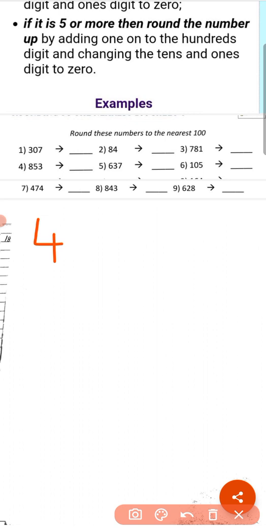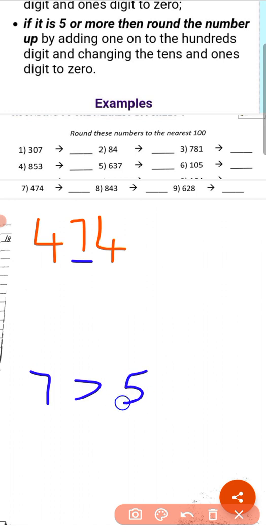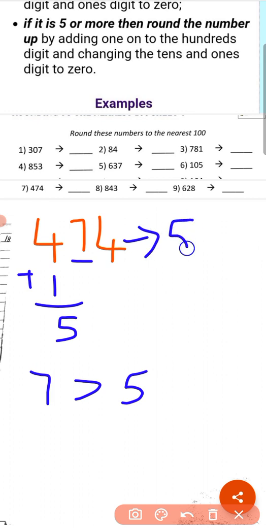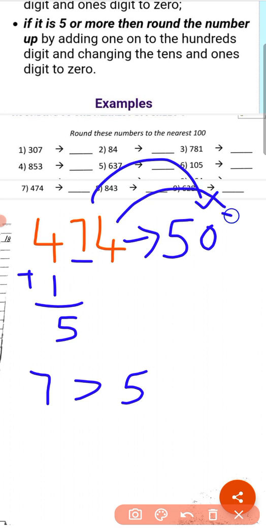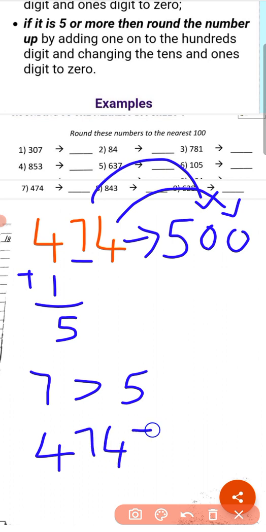Next is 474. Check the digit at the tens place, 7. 7 is more than 5. So add 1 to the hundreds place. 4 plus 1 is 5. So the digit at the hundreds place is 5 and change the tens place and ones place to zeros. So 474 becomes 500.